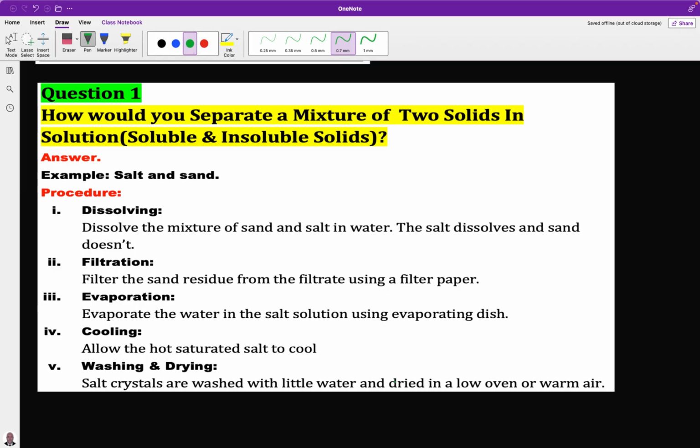That is all. That is how you can separate a mixture of two solids in solution, how you can separate salt from sand. You start with filtration. You filter off, you evaporate, you cool, and you wash and dry.